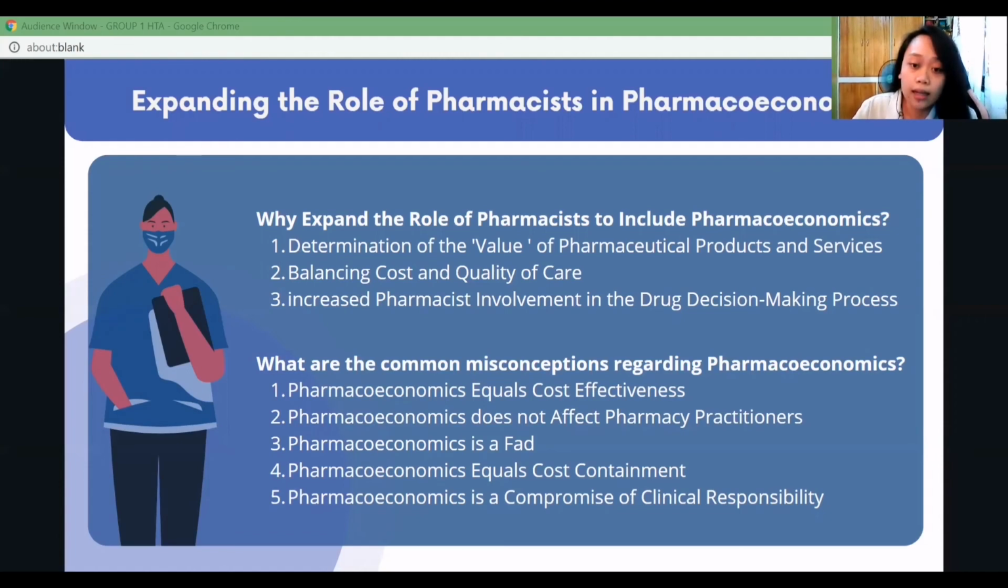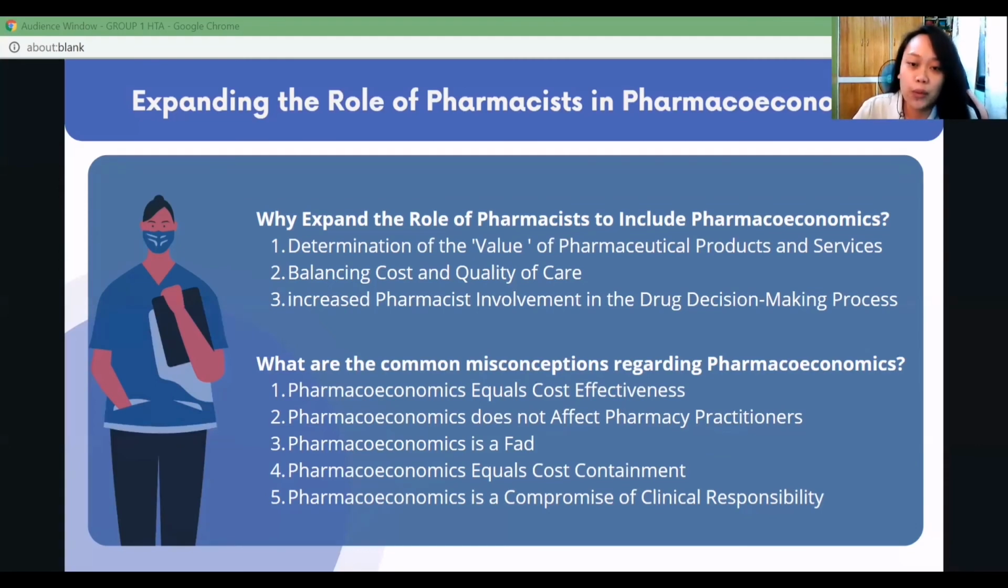Next is pharmacoeconomics does not affect pharmacy practitioners. So, kanina kakadefine lang natin kung bakit kailangan nating i-include ang pharmacoeconomics sa role natin. So, of course, this is a misconception kaya kailangan natin bigyan ng reason. So, the pharmacist is often referred to as a drug expert, not a drug dealer nor a drug seller. Okay, so kidding aside, they are an ideal healthcare professional to assess the costs and consequences of drug therapy.